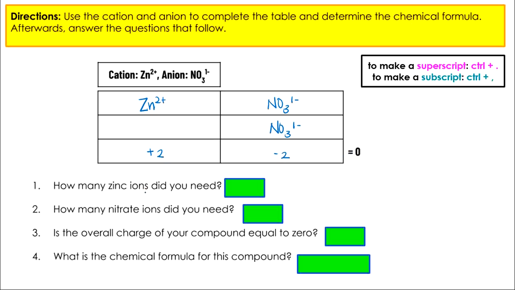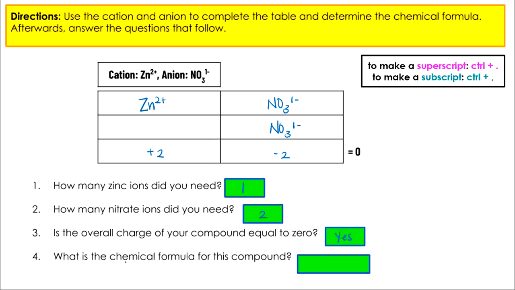So how many zinc ions did we need? We only needed 1. How many nitrate ions did we need? We needed 2. Is the overall charge of our compound equal to 0? Yes, it is. +2 minus 2 is equal to 0.